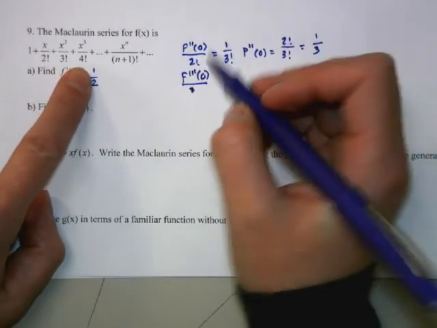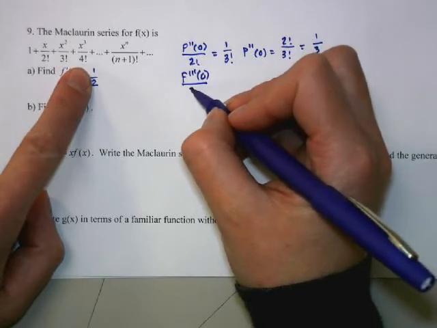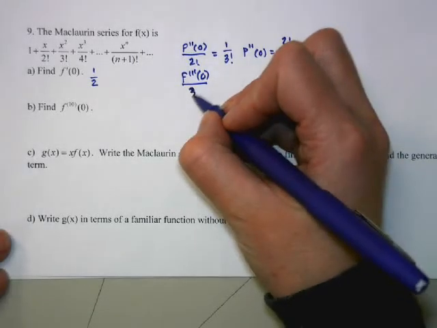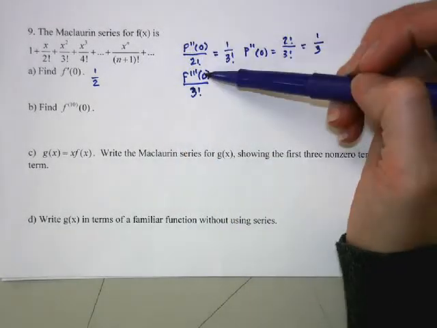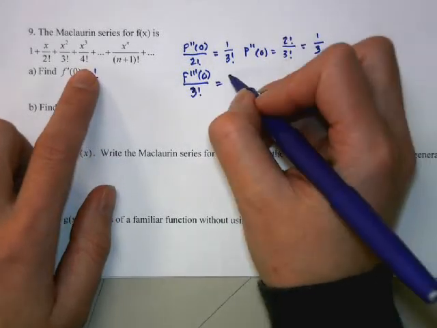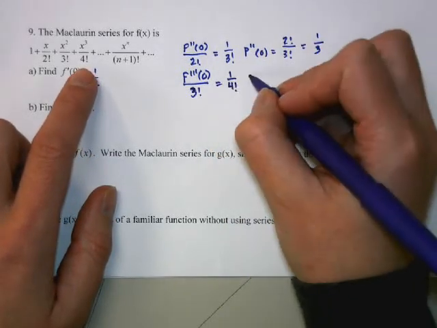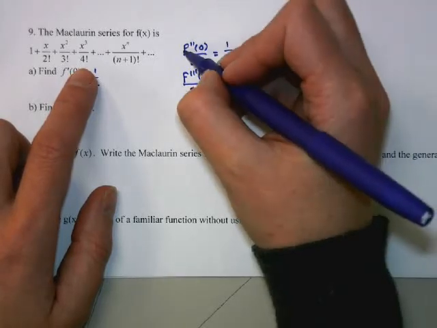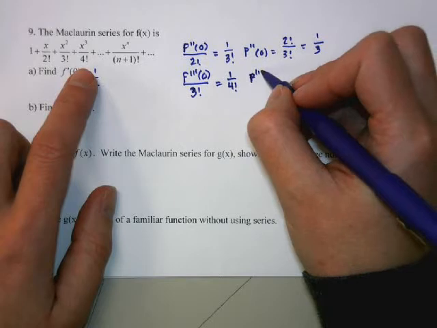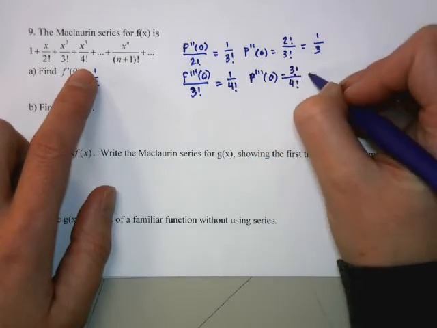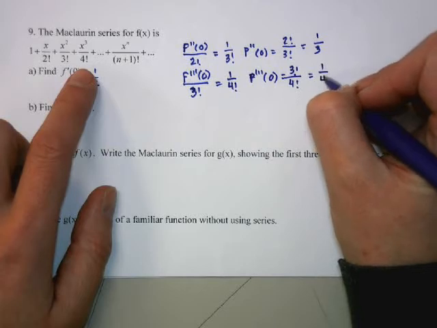So for the third, okay, the general term is the third derivative of 0 over 3 factorial. In this case is supposed to equal 1 over 4 factorial. That means my third derivative is 3 factorial over 4 factorial, which is going to be 1 over 4.